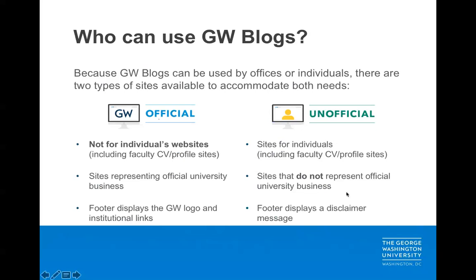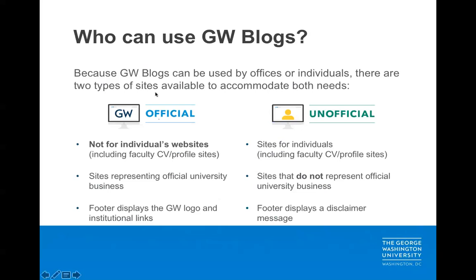They do not technically have to represent official university business. They can if you would like them to, but if you wanted it to be about something of a personal nature to you, you're absolutely welcome to do that. You cannot use it to run a business, just keep that in mind. And in the footer of an unofficial website, you'll have a disclaimer instead that essentially says the opinions expressed on this website are those of the site owner, not necessarily representative of the university. So that's the difference between an unofficial blog site and an official blog site.